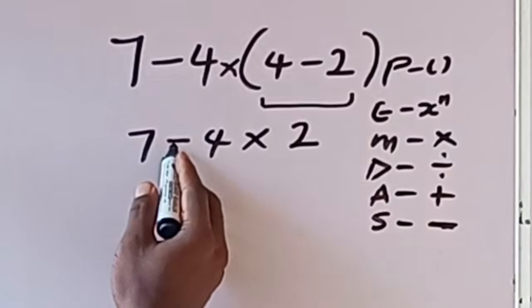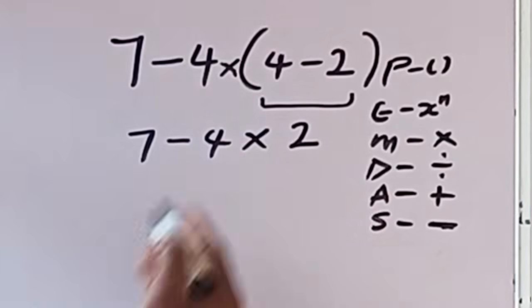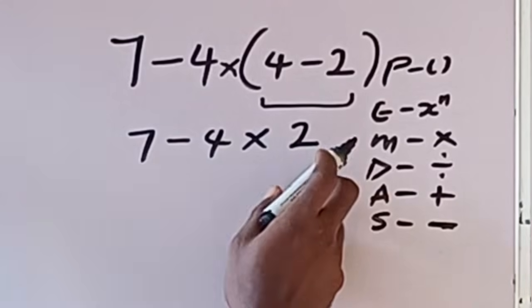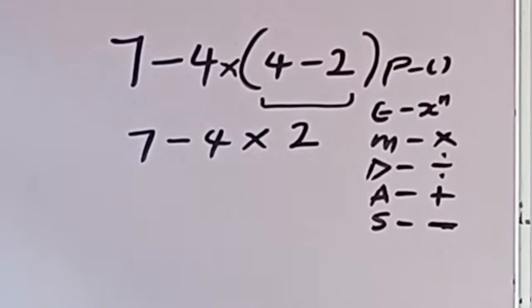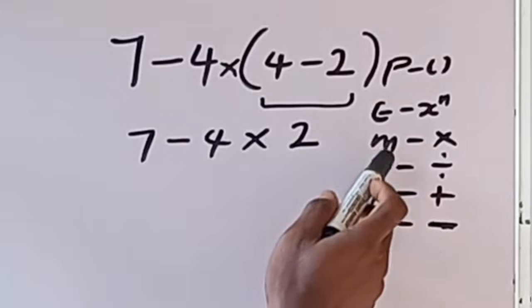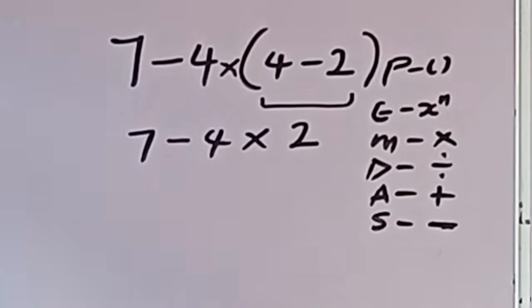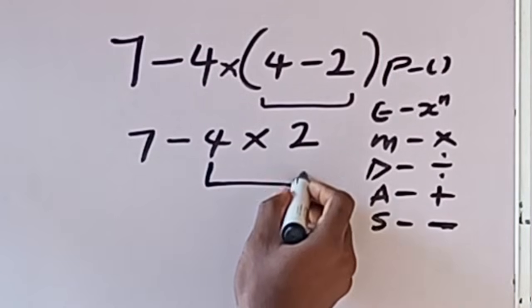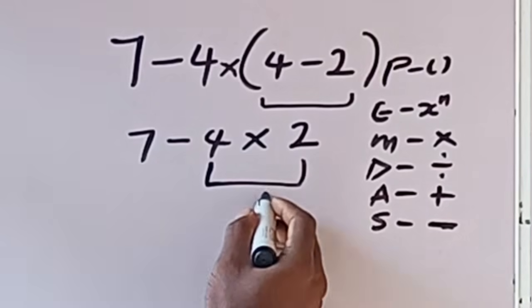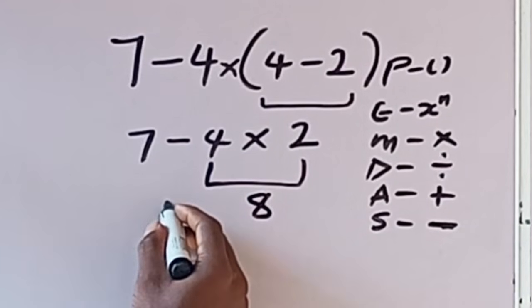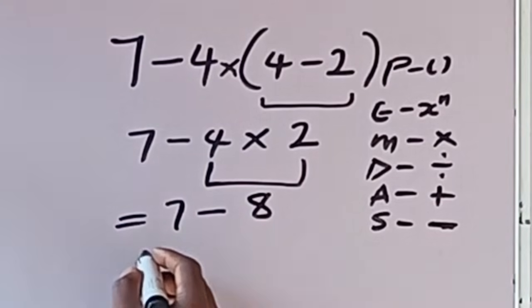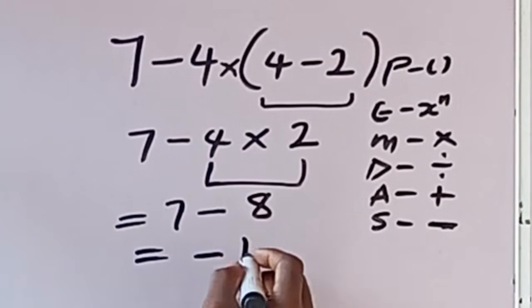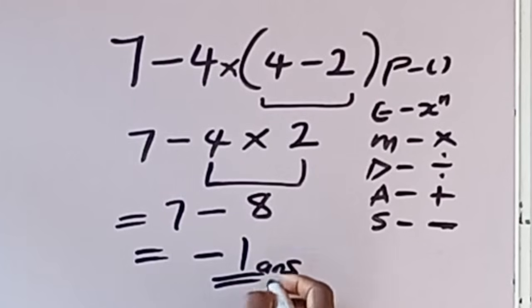Alright, so we have a negative sign and a multiplication sign. My PEMDAS rule tells me that multiplication comes before subtraction. So we have to do this first, which is 4 times 2. 4 times 2 will give us 8. So we'll bring down our 7 minus 8. So 7 minus 8 is going to give us minus 1. And this is our final answer.